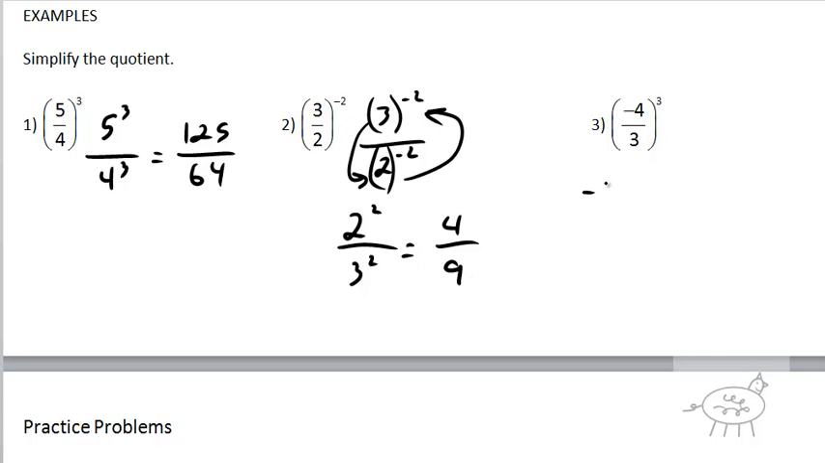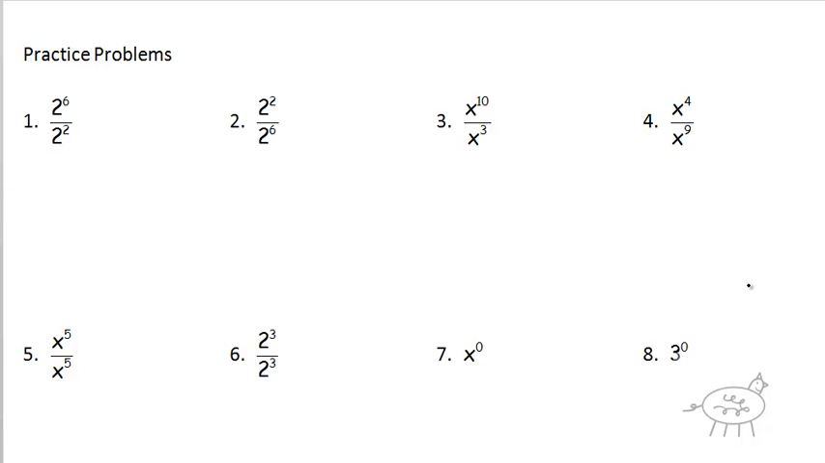Okay, so this one is just negative 4 to the third power over 3 to the third power. Put in your calculator, you get negative 64. 3 cubed is 27. Okay, all right. Let's do some practice problems now. Who wins? The north by how many? 4. So it's 2 to the fourth power, and 2 to the fourth power is 16. That's your answer. Who wins for this guy? The south by 4. So it's 1 over 2 to the fourth power, which is 1 over 16.